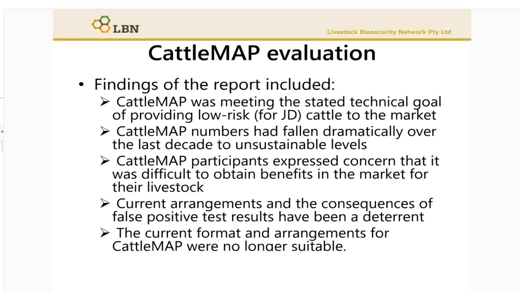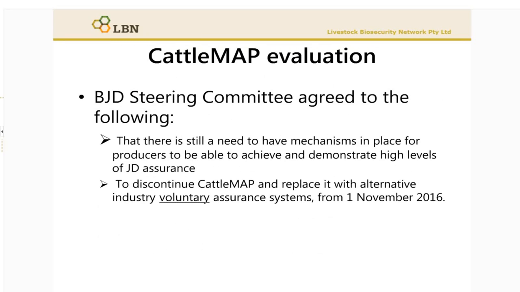So all this information went back to the BJD steering committee. The conclusions were that there should be a mechanism in place that people can use to demonstrate high levels of JD assurance, and that the cattle MAP would be discontinued and replaced with an alternative voluntary assurance scheme. And I've highlighted the term voluntary. It was introduced from 1st of November 2016.